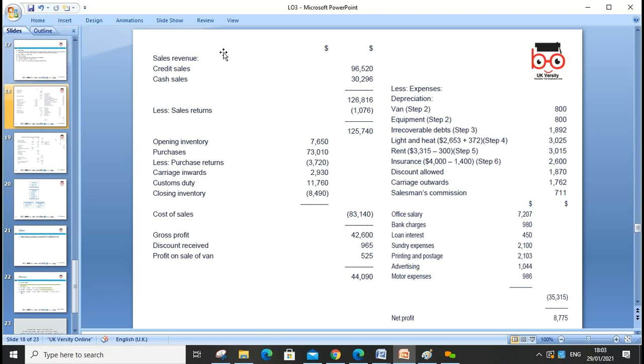Then I have received some discount from my supplier. I sold an old van and I earned a profit. So that is my other income. So that's my income. Then I have overhead expenses, all other expenses. I minus all. Yes. With adjustment, you will see their steps.